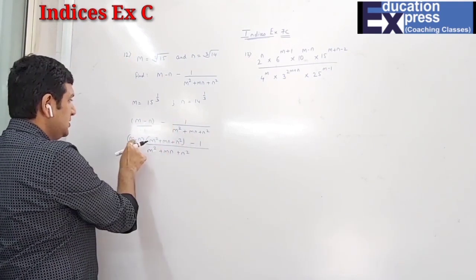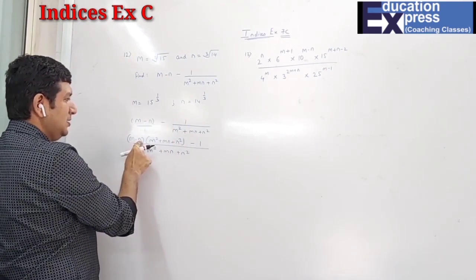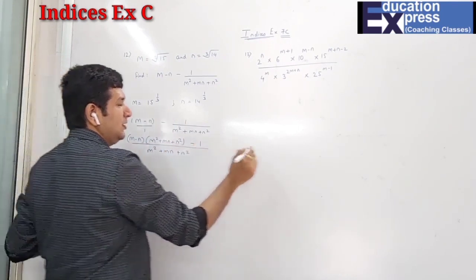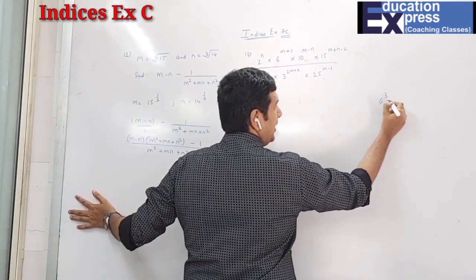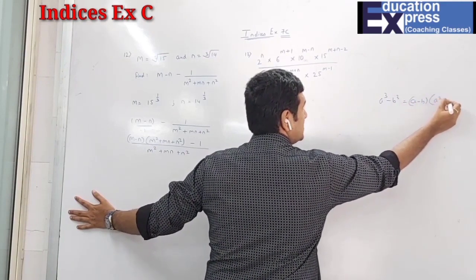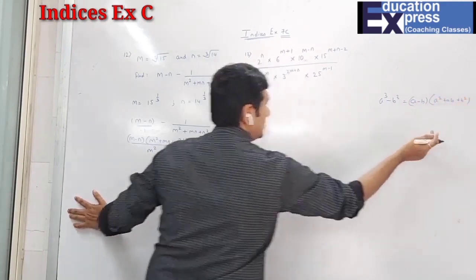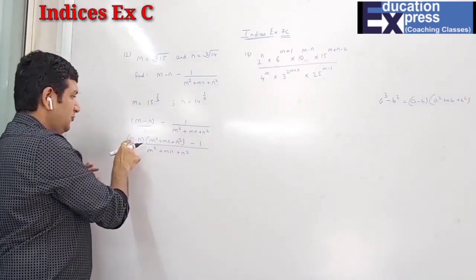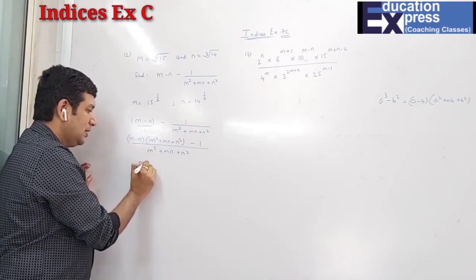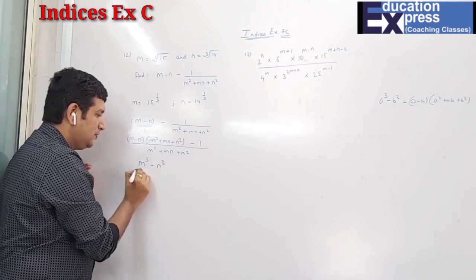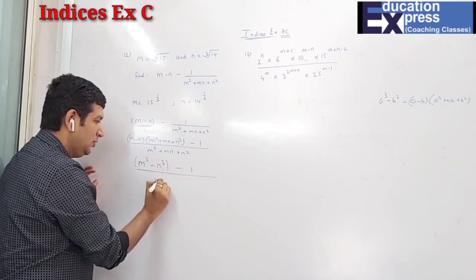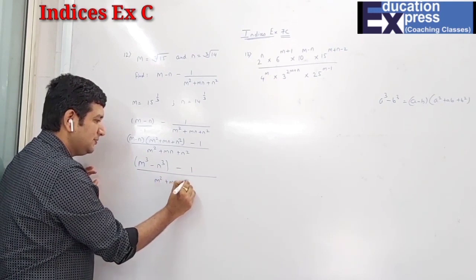So now, what is this identity, students? m minus n, m square plus mn plus n square. It's like a minus b, a square plus ab plus b square. So can I say that a cube minus b cube is a minus b, a square plus ab plus b square? So it's following this identity. That means this is the identity for a cube minus b cube. But here we write m cube minus n cube minus 1, and in the denominator we have m square plus mn plus n square.